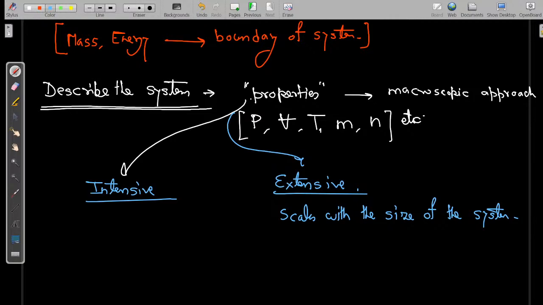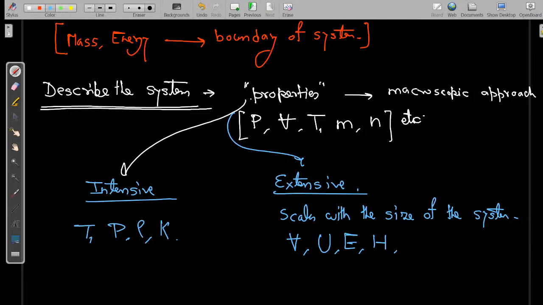Okay, for example, temperature, pressure, density, conductivity. These are different examples of intensive properties. On the other hand, when we talk about extensive properties, they are volume, total internal energy, total enthalpy. Okay, these are the examples of extensive properties.